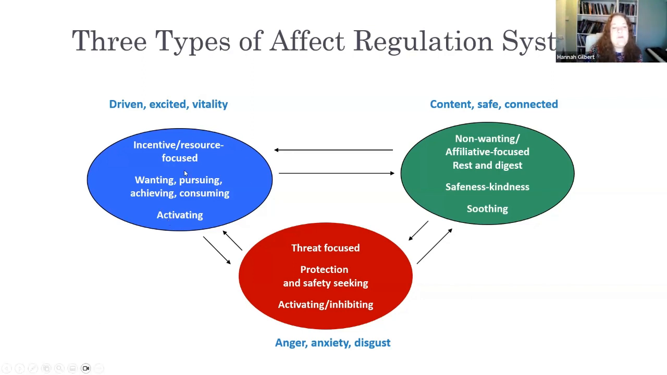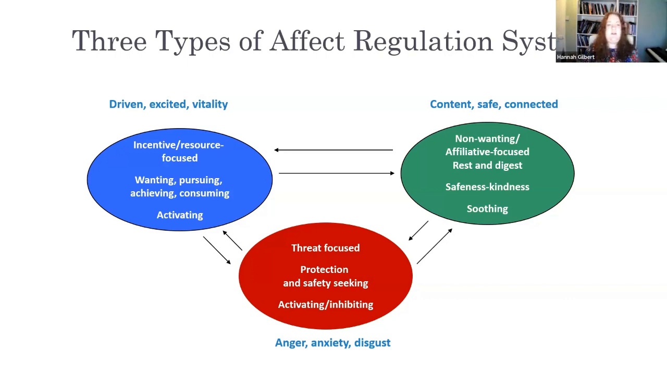But we also have what's known as the drive system. And this is when we're in a more incentive and resource focused position. Because of course, it's all very well to be threat focused, but if that's all that we do, that's probably not going to get us very far, because we wouldn't do very much. So we also need this system that is based on finding resources, getting resources. So this is when we experience wanting, pursuing, achieving, consuming. It's generally an activating regulation system.